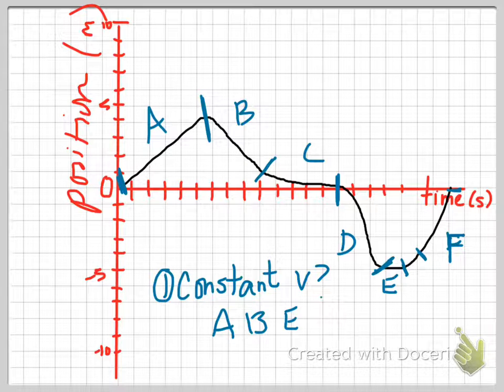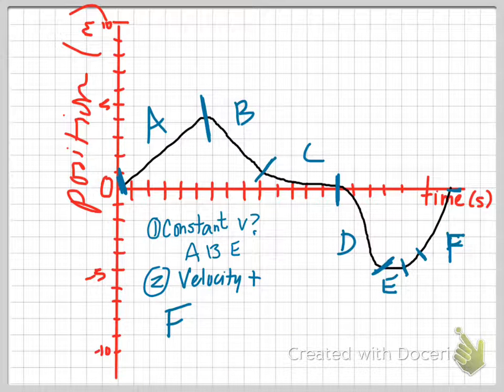Now, the next question I have for you. At your tables, talk this over. Number 2, where is the velocity positive? So the slope of that section is positive. Does it matter that the position is in negative territory? No. Does it matter that the object is moving back towards whatever your arbitrary 0 mark is for position? No. What matters is that the slope of the line is positive.